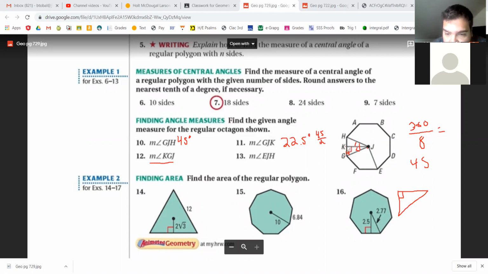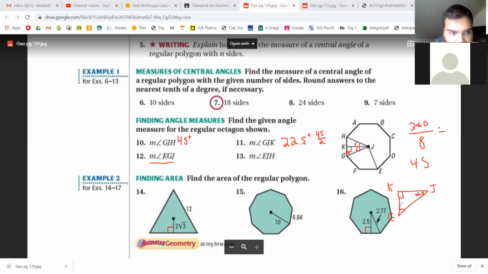So KGJ, which is this angle over here, which I redrew over here. So that's K, that's G, that's J. Well, this one over here, we just found in the last question, is 22.5. And this right here is a 90-degree angle.